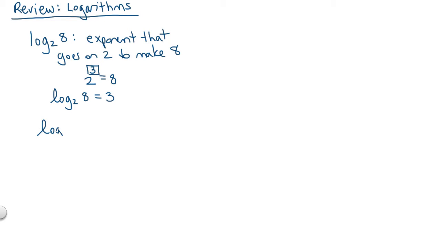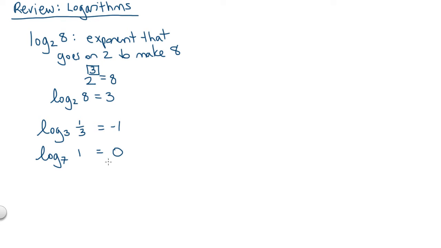Something like log base 3 of 1/3 means the exponent that goes on 3 to make the number 1/3, so that would be -1. And the exponent that goes on 7 to make 1, so log base 7 of 1 is equal to 0.